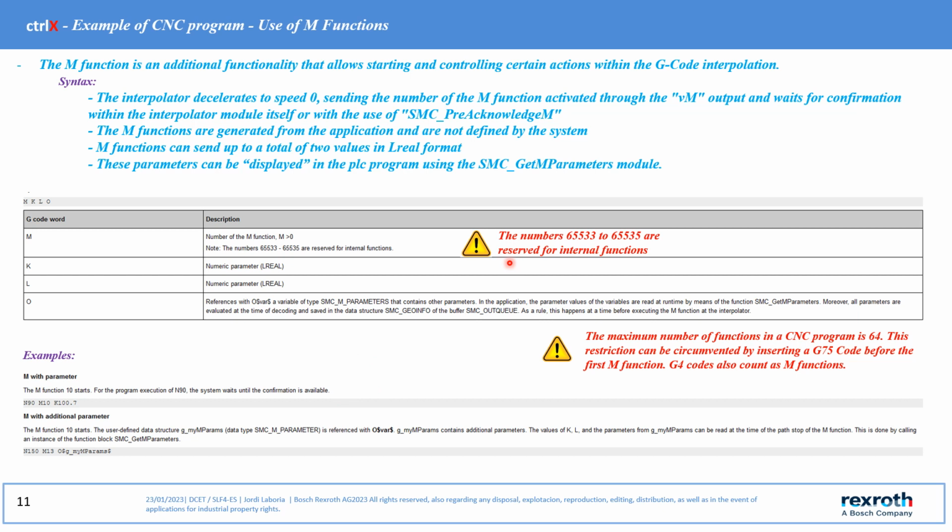The numbers 65,533 to 65,535 are reserved for internal functions. The maximum number of functions in the CNC program is 64. This restriction can be circumvented by inserting a G75 code before the first functions. G4 codes also count as functions.